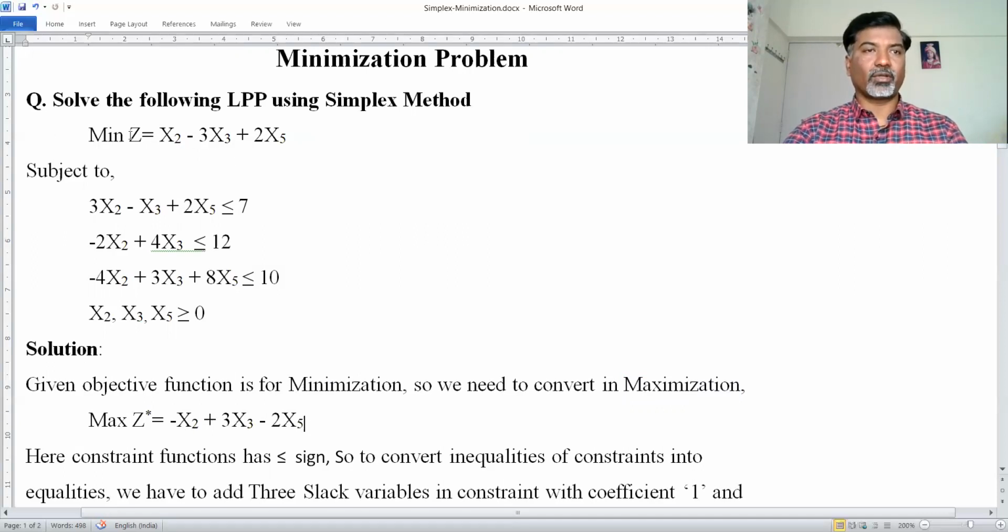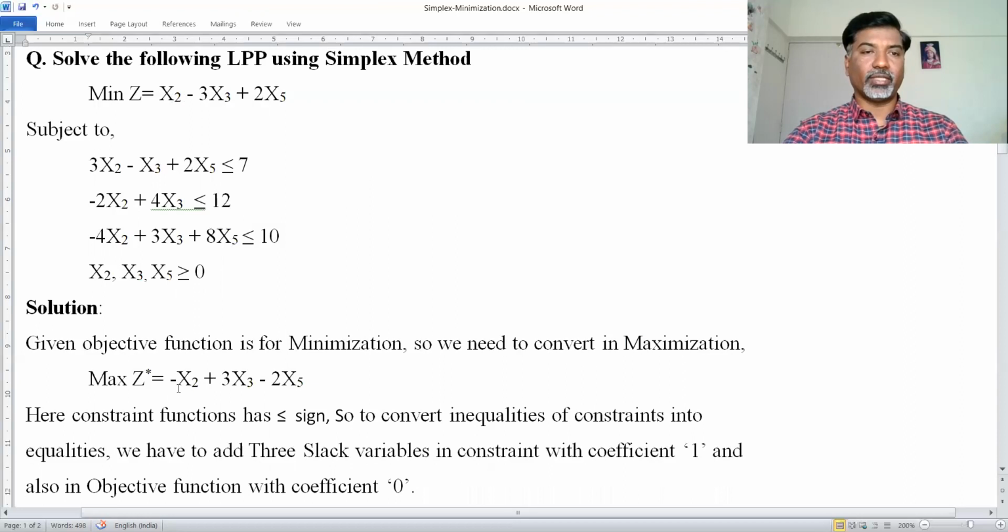To convert a minimization problem into maximization, you have to change the signs of the coefficients of the basic variables. So here we get minus x2 plus 3x3 minus 2x5. We have converted this min function into a max function. Now we have to convert these inequalities into equalities. Here the constraints have a less than or equal to sign.